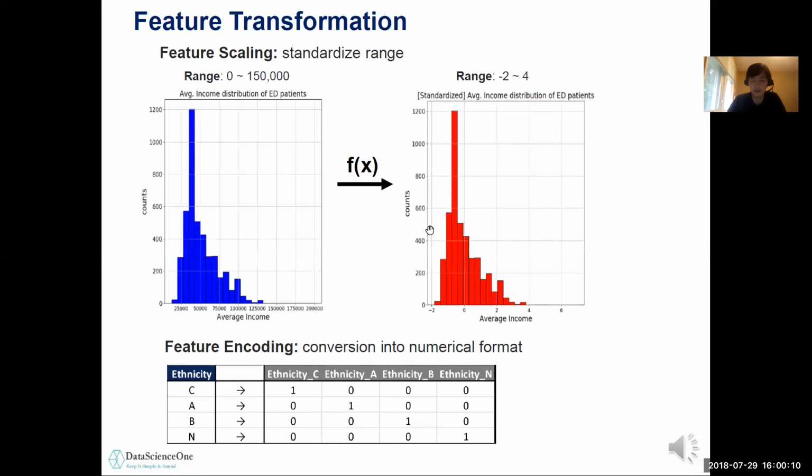the range of the scale of the average income. The second thing is feature encoding. Feature encoding is basically converting a categorical feature into a numerical format. As you can see in this table, the figure represents the conversion of ethnicity into multiple dummy variables, encoded as 0 and 1 to indicate whether the value has occurred or not.